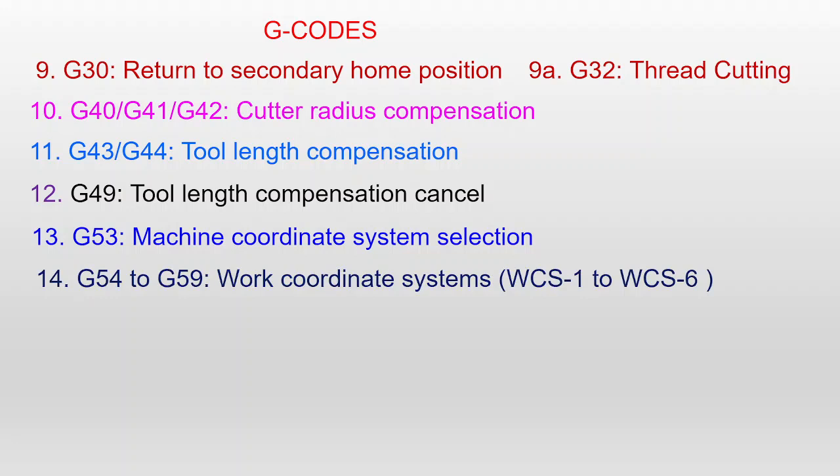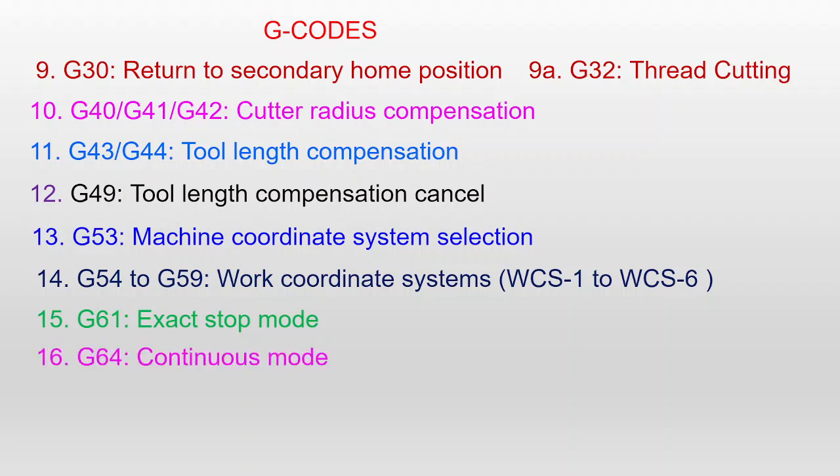And G54 to G59 are used for work coordinate systems, that is work coordinate system 1 to 6. Each work coordinate system has its own origin and coordinate axes, enabling precise positioning of the tool relative to the workpiece. G61, exact stop mode.